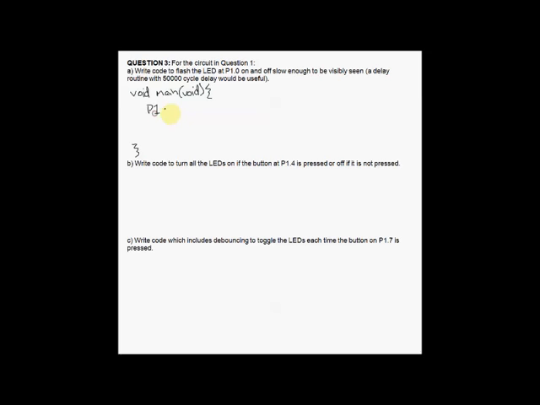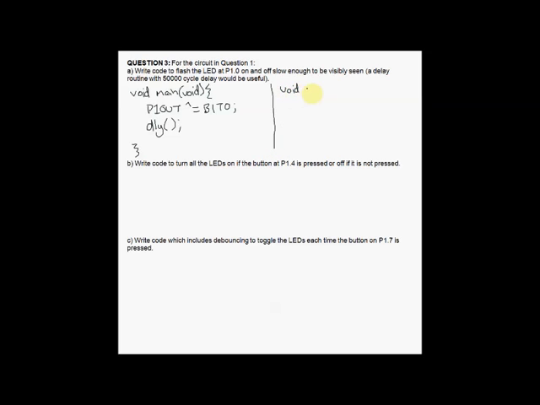So we say P1OUT, we use XOR to flash it, and here we'll just use the notation BIT0. We could have also put 0x01. We've done the same thing. And then we need to delay. Okay, we've got that delay. We're calling a delay function here. Let's actually write the delay function.